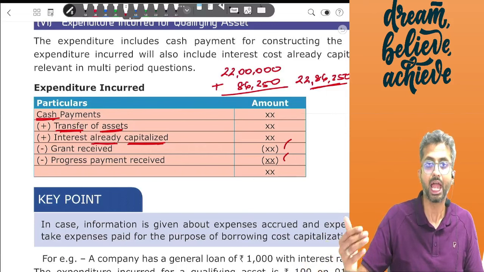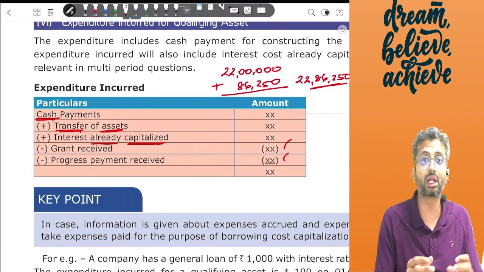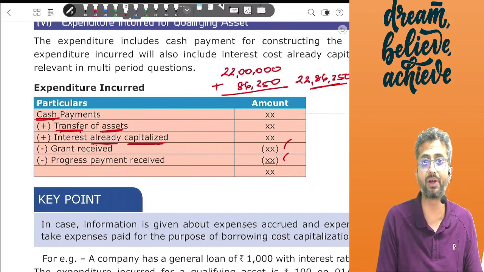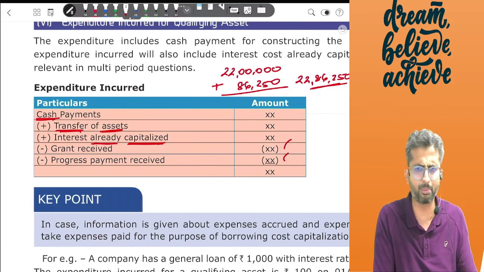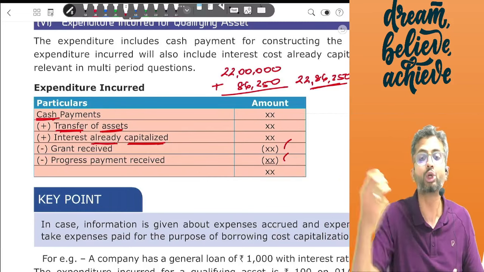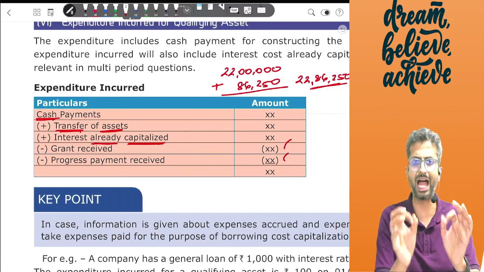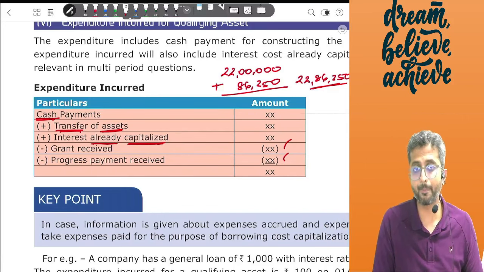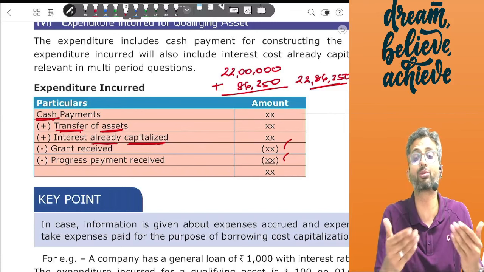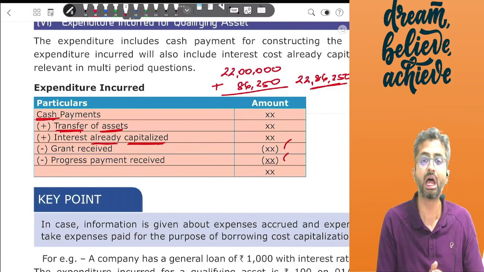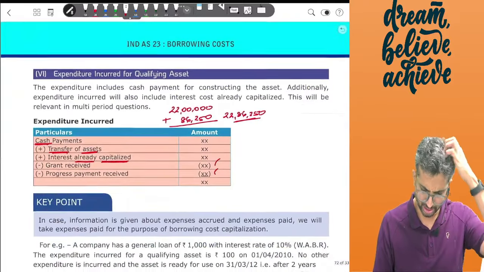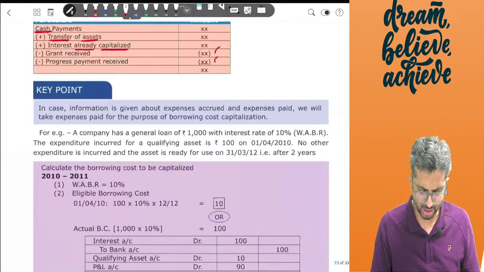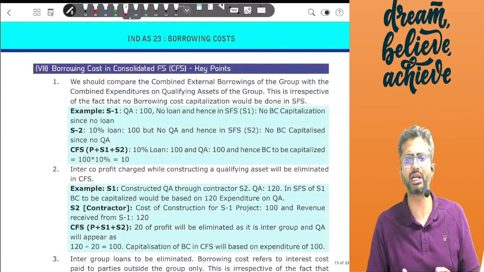Well, on 2 lakhs. And hence, for the limited purpose of determining the expenditure incurred behind the qualifying asset, we would say that 2 lakhs is going to be drawn out of maybe general or specific borrowings to be used towards this qualifying asset. And as a result, cash payments and not expenses accrued will be used as a basis for determining the borrowing cost. So this is an interesting thing. And we will do a detailed sum on this as well.